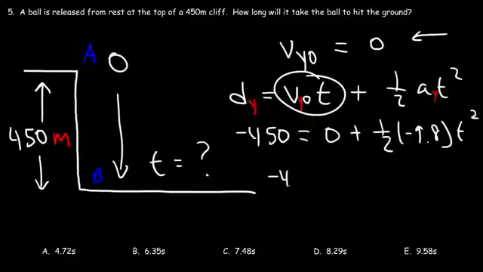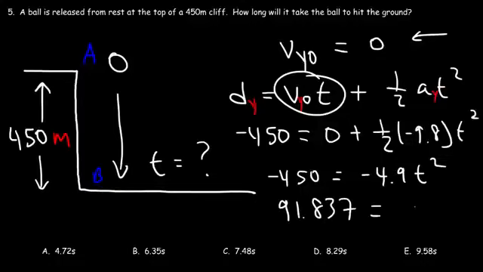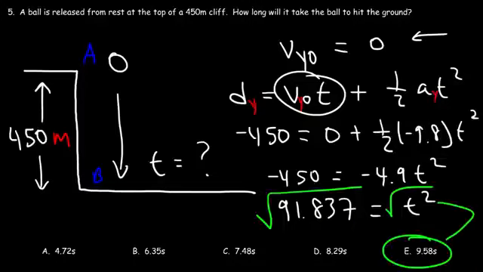So what we have is negative 450 is equal to negative 4.9 times t squared. So negative 450 divided by negative 4.9, that's positive 91.837, and that's equal to t squared. Now let's take the square root of both sides. So t is 9.583 seconds, which means E is the answer.